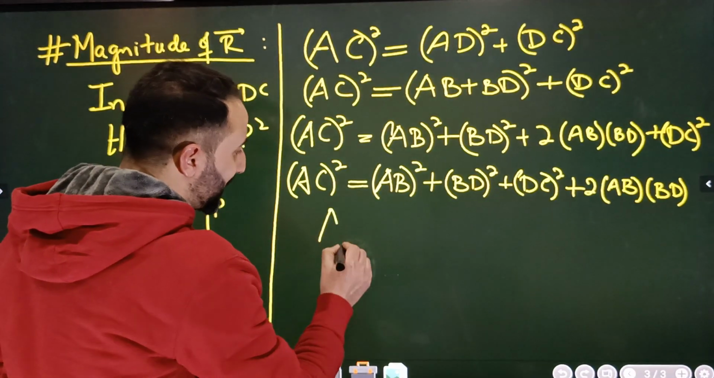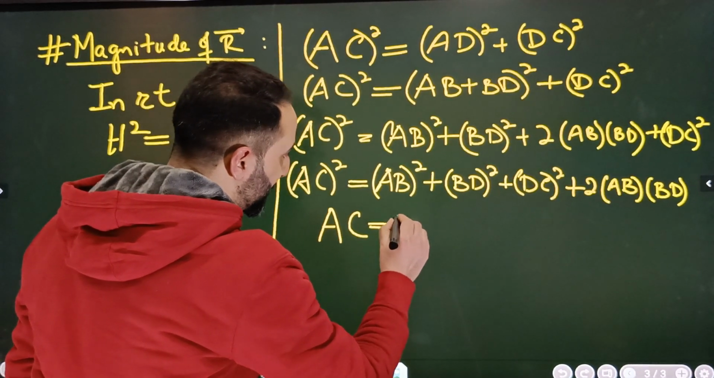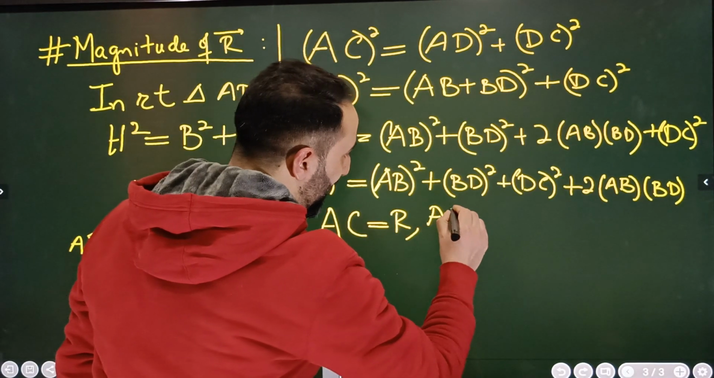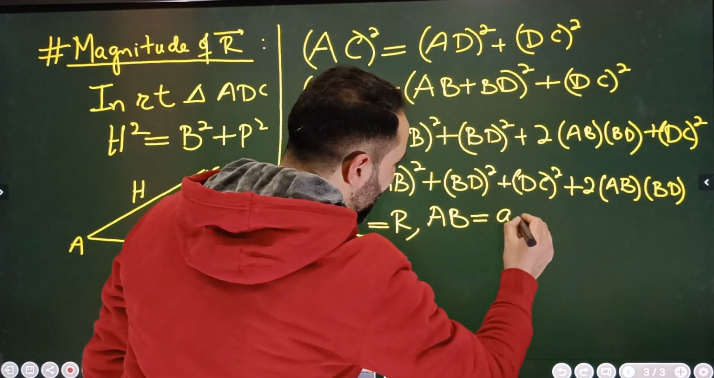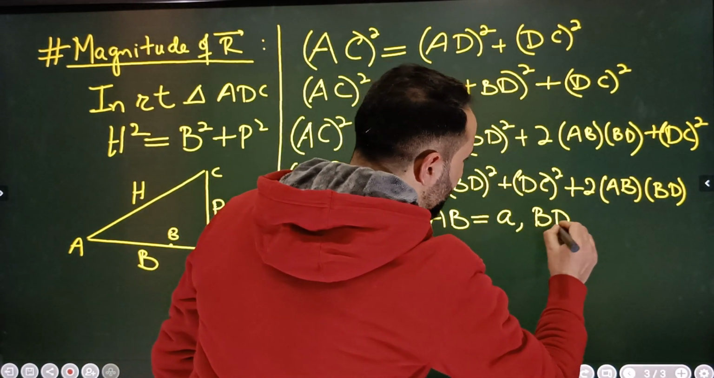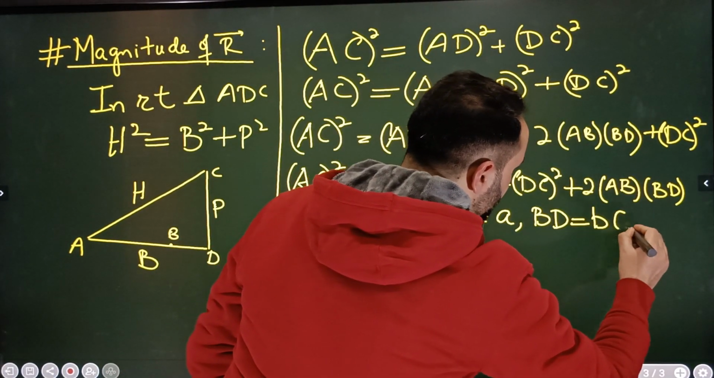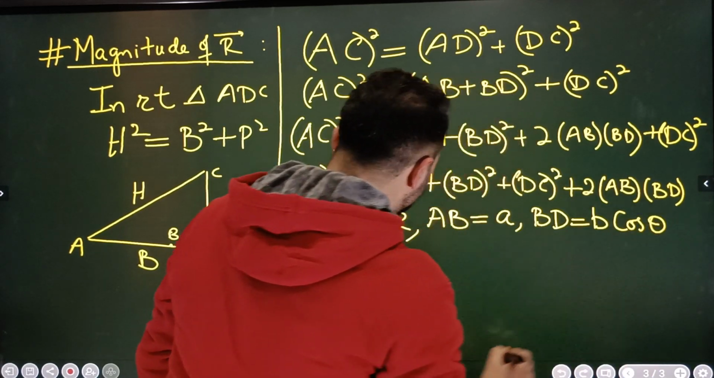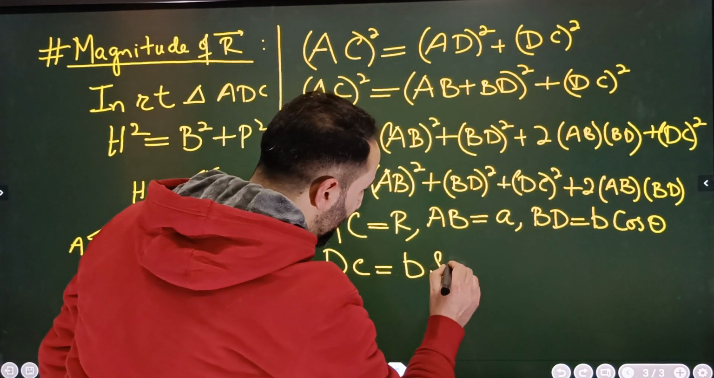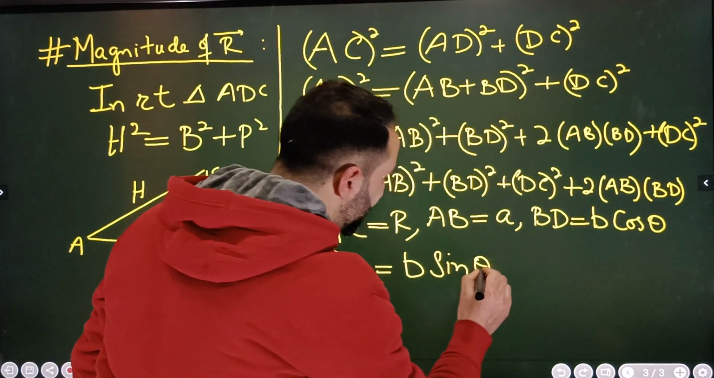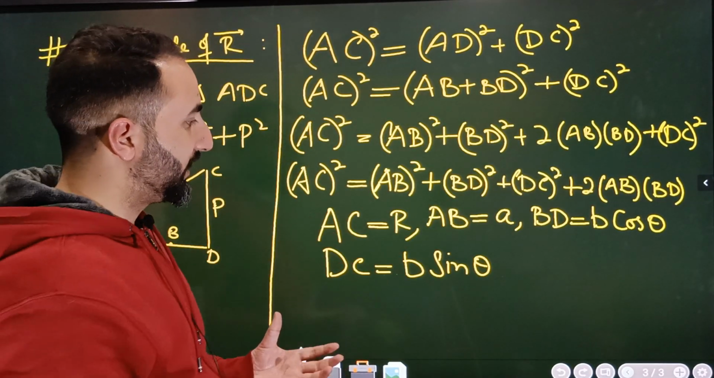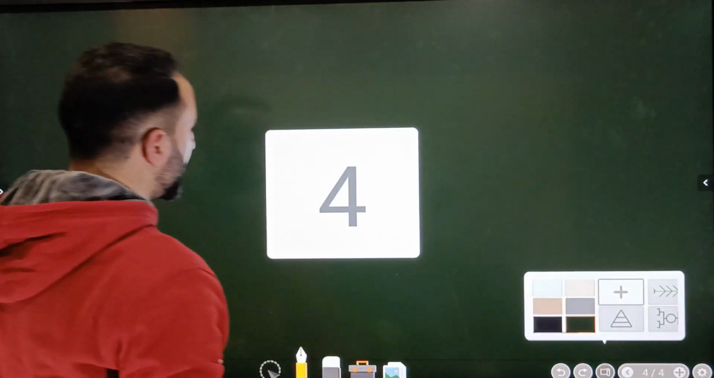So first of all, I will write this AC is equal to R. It's the resultant vector, so it's equal to R. Then AB, I will replace by A, and BD by B cos theta, and DC by B sin theta. All right. I will substitute all these values in this very equation.